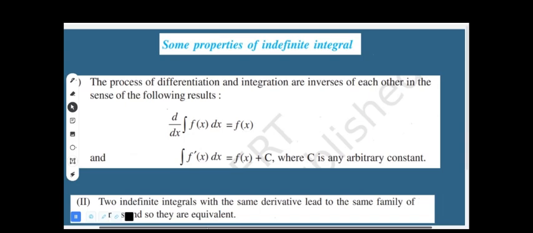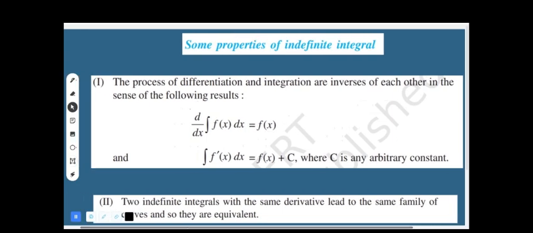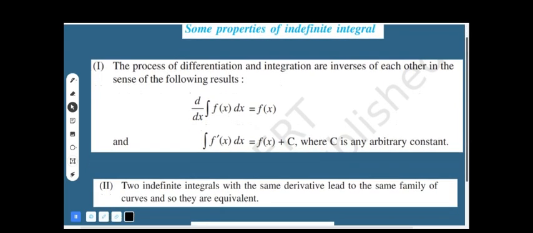Some of the important properties of integrals. The first property says the processes of differentiation and integration are inverse of each other in the sense of the following result. I just now said differentiation and integration are opposite of each other, where we see that cos x is changing to sin x and the integration of sin x is minus cos x. So here it says the same thing: integration and differentiation are inverse of each other.